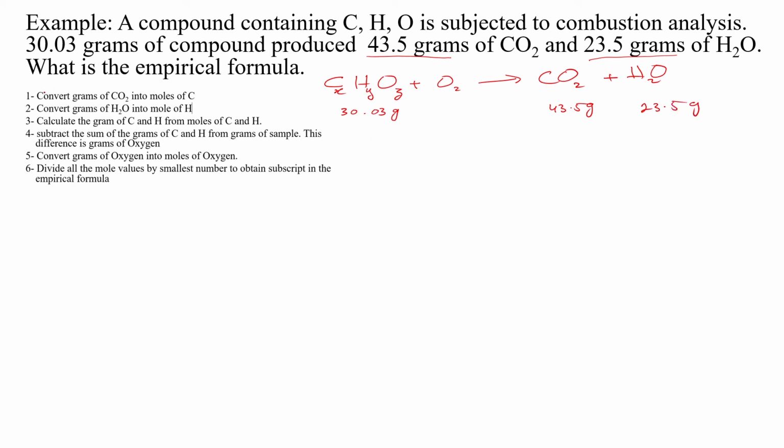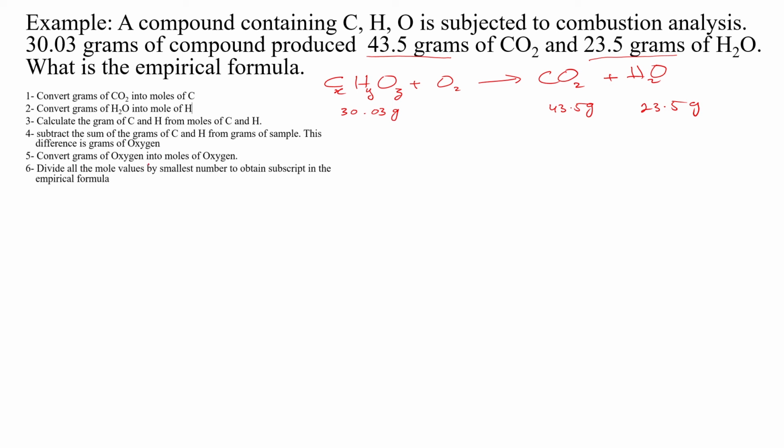Now, the steps to find the empirical formula are given here. First, you have to convert the grams of carbon dioxide to moles of carbon dioxide, then convert the grams of water to moles of hydrogen. Then you have to calculate the grams of carbon and hydrogen from the moles of carbon and hydrogen. You will subtract the sum of carbon and hydrogen grams from the grams of sample, and this will give you the grams of oxygen.